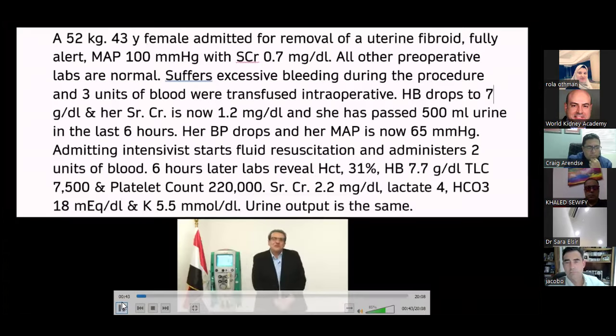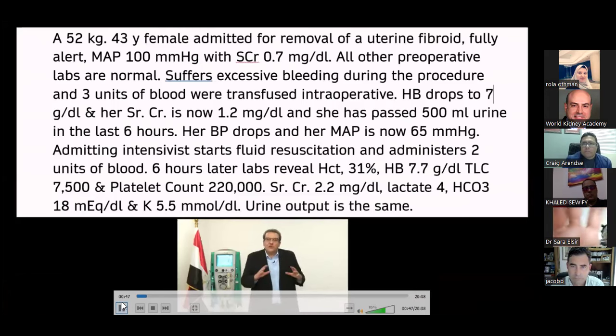A 52-year-old female patient admitted to the OR for removal of uterine fibroid. Fully alert, MAP 100, serum creatinine 0.7. All other preoperative labs are normal. During the operation, she suffered excessive bleeding during the procedure and received 3 units of blood intraoperatively.